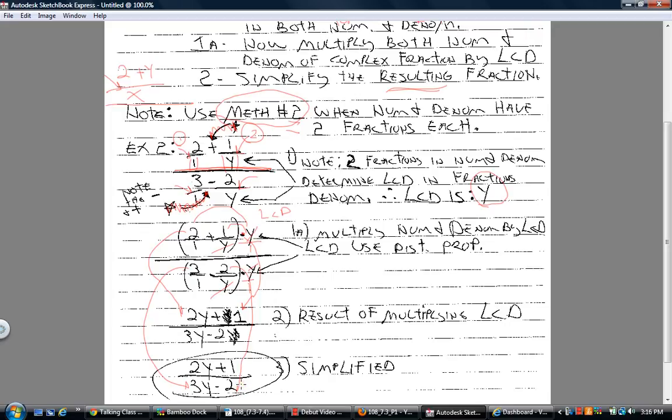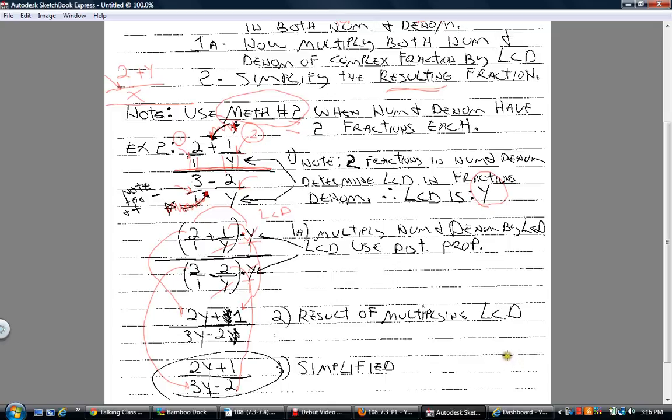Okay, and once you've done that, you look at it. Now this one we're stopping. Why? Because if I try to factor out something, I can't pull out a GCF, so you're simplified. Okay, so that's page 2, introduction to method number 2.